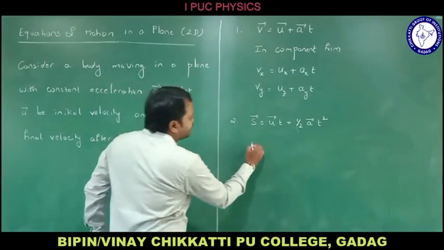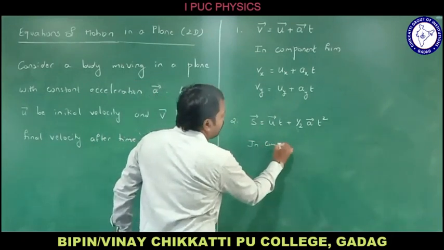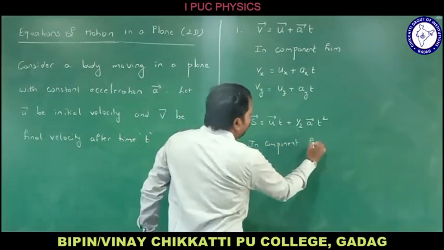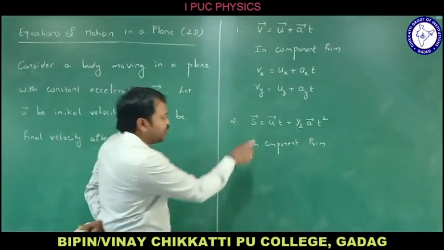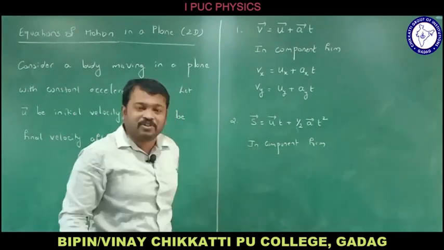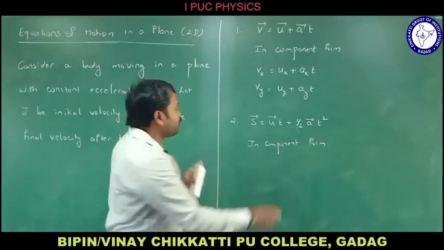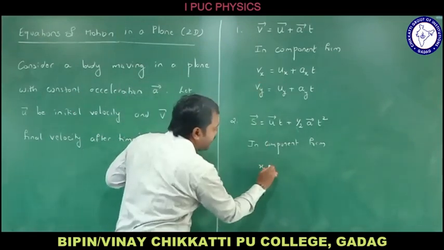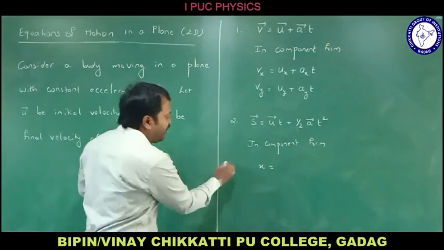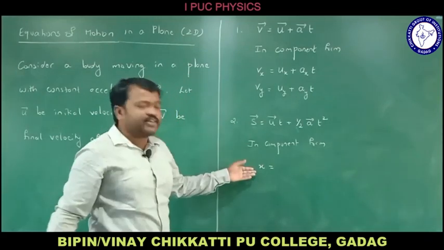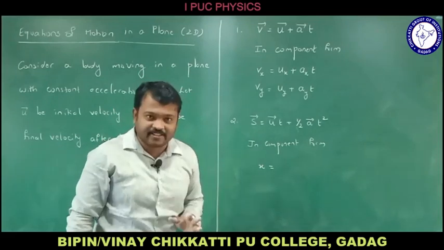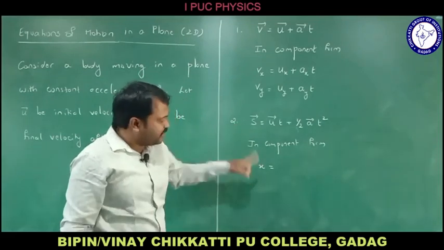So let me write this in component form, right? Okay, come on, tell me, what is this? That is a displacement, how much it displaces, right? So displacement along the x axis, shall I take directly x? I need not write sx, right? Since it is a displacement, directly I can write like this, right?